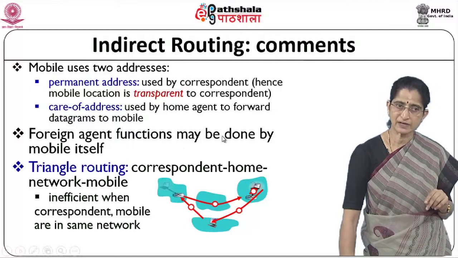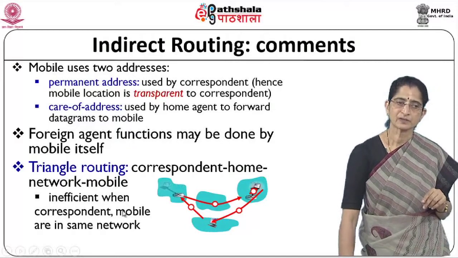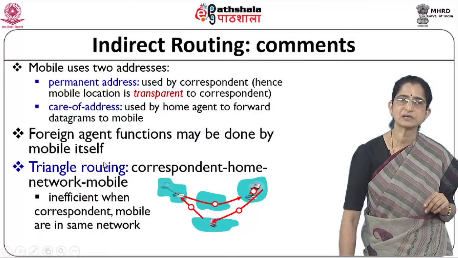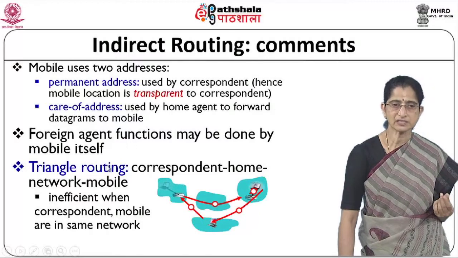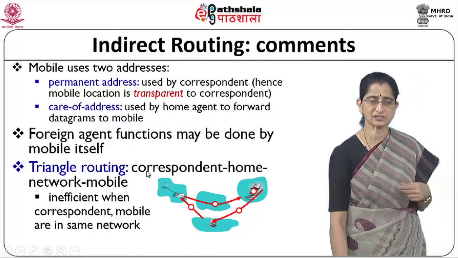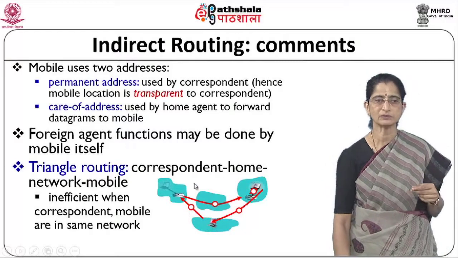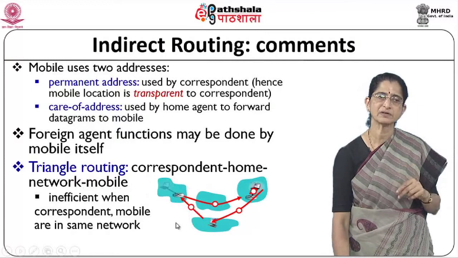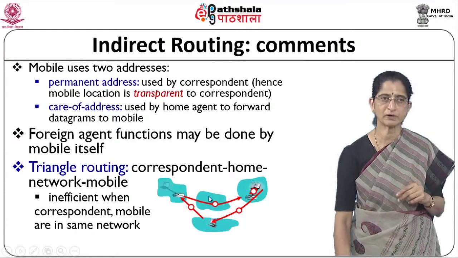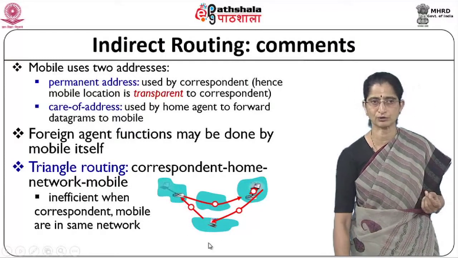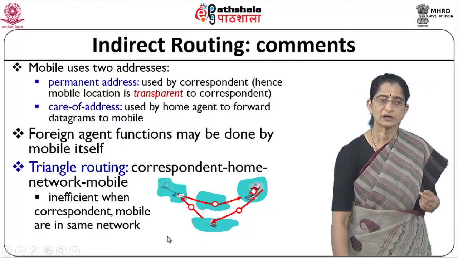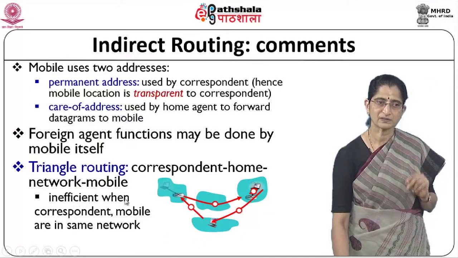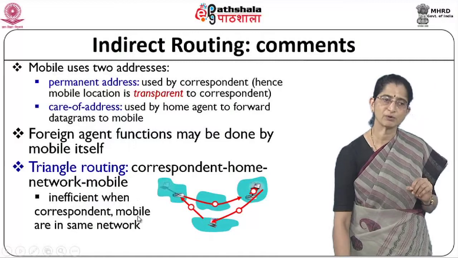But one of the problems we have with this indirect routing is that you can end up with something called a triangle routing. That is, let us say for instance, between the correspondent, home network and mobile, every time the correspondent has to send it to the home network, which will send it to the mobile, and then the mobile is going to talk to the correspondent node directly. Now this can become very inefficient, especially if the correspondent and the mobile are in the same network.